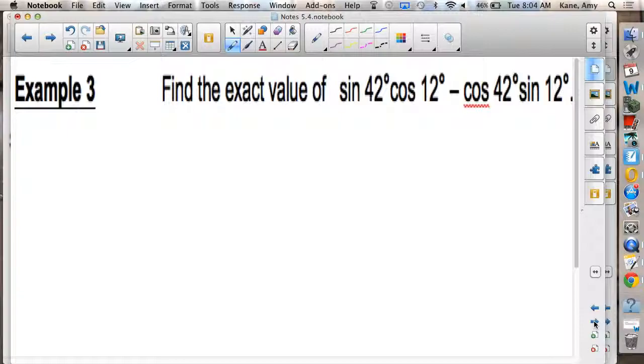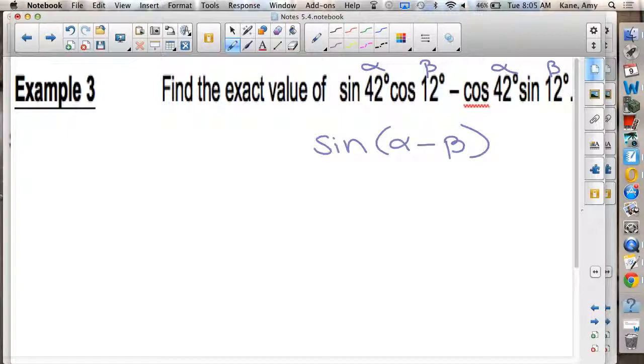So Austin, what formula does this look similar to? Right. Good. So alpha would be 42 degrees and the beta is the 12 degrees. So it is in the same form. Yes, this back one is flipped, but multiplication is commutative. I could take cosine of 42 times the sine of 12, or we could write the sine of 12 times the cosine of 42. They can be written in either order.